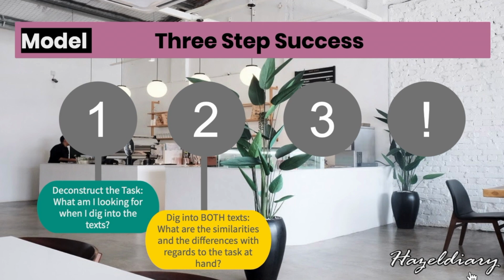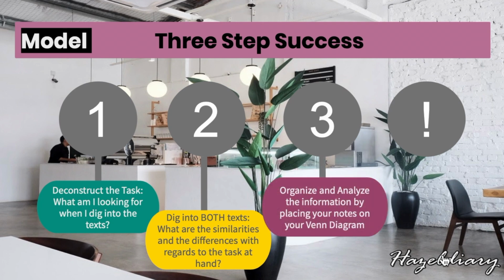The second step is to dig into both texts and look for similarities and differences with regards to the task at hand. So if I'm asking you how do 2 writers express their love for art, that means you're going into both texts and you're telling me how they're similar in terms of how the writer expresses their love for art and how they're different. Step 3.